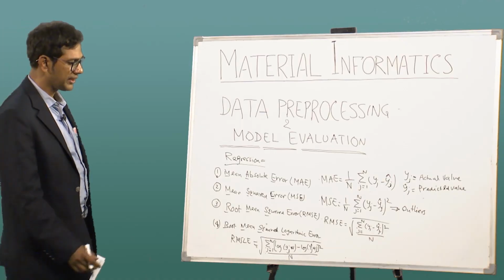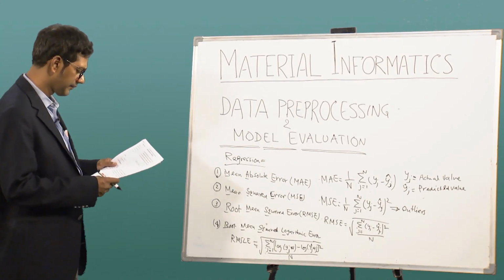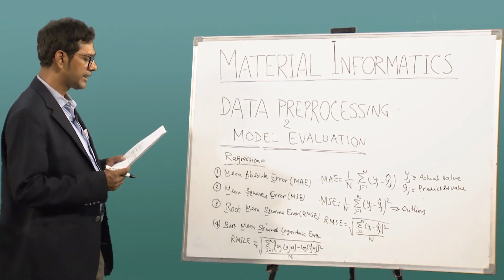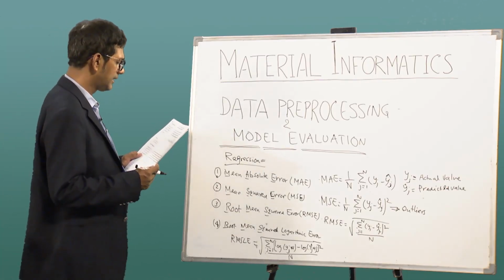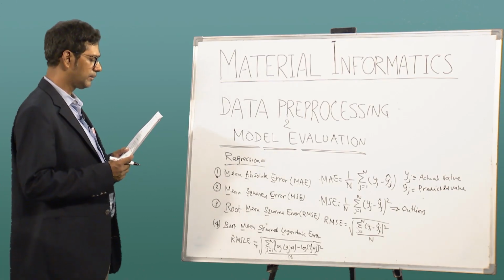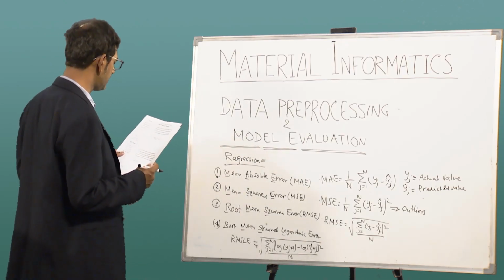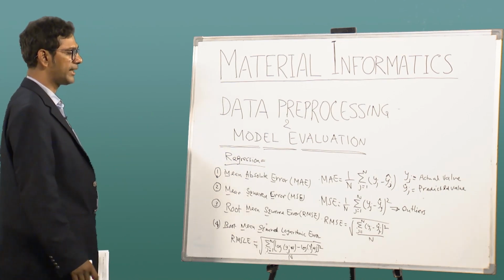So, that is called root mean square logarithmic error, and it can span a wide range of values. Unlike RMSE, it penalizes underestimations more than overestimations. That is why it gives you much better output.